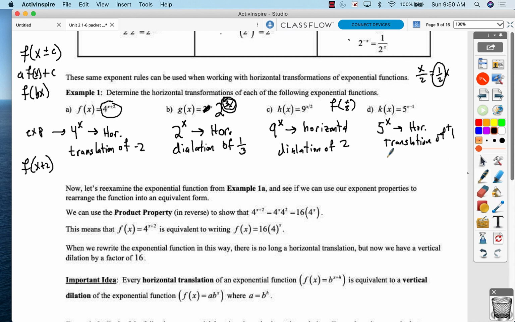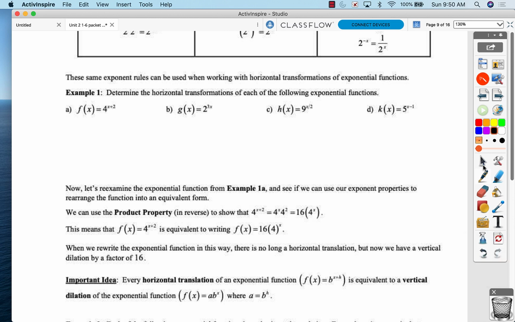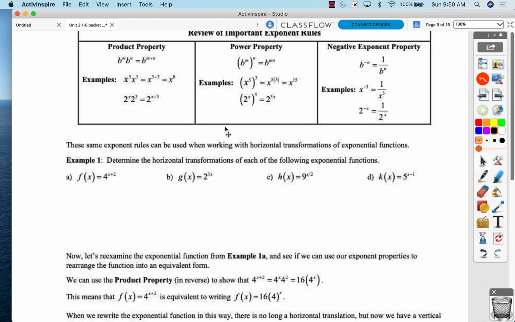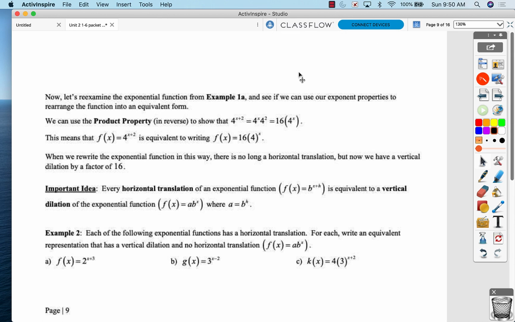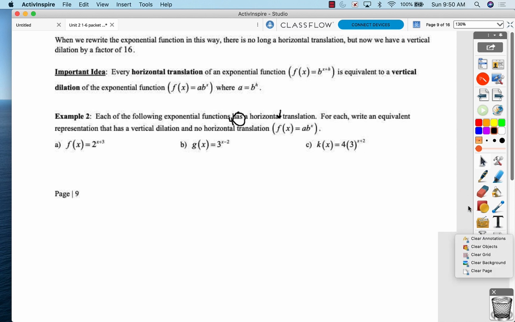So now they go on and say, you could use this product property up here to turn a horizontal translation into a vertical dilation. Okay, so a horizontal shift is equivalent to a vertical dilate in these when it's written as these pluses. Okay, and they kind of go through an example. Well, we could do this example here. You're like, well, what are you talking about? Well, okay.